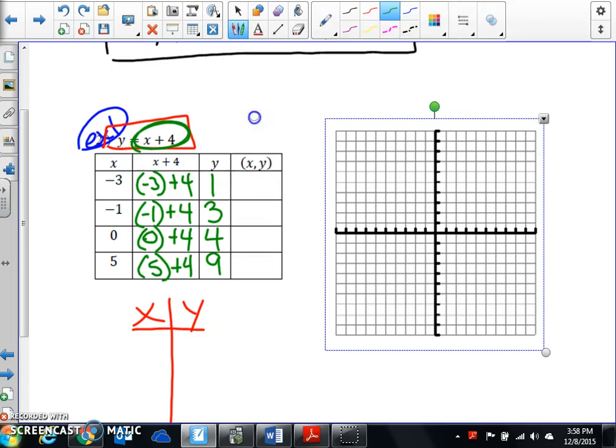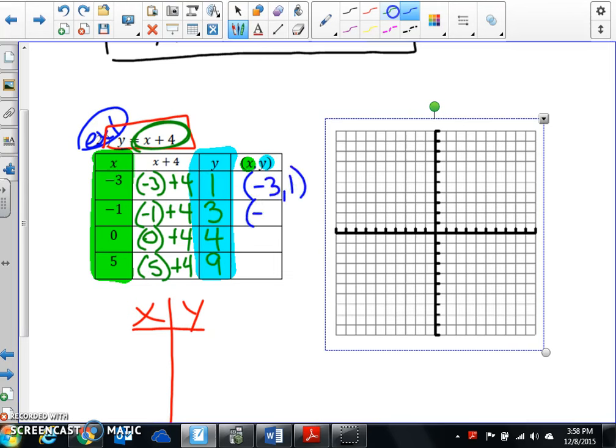So now I'm going to take my x values and put them with my y values, and make them an ordered pair. So this first coordinate is -3, 1. Over here we have -1, 3, 0, 4, and 5, 9. Now I'm going to graph.